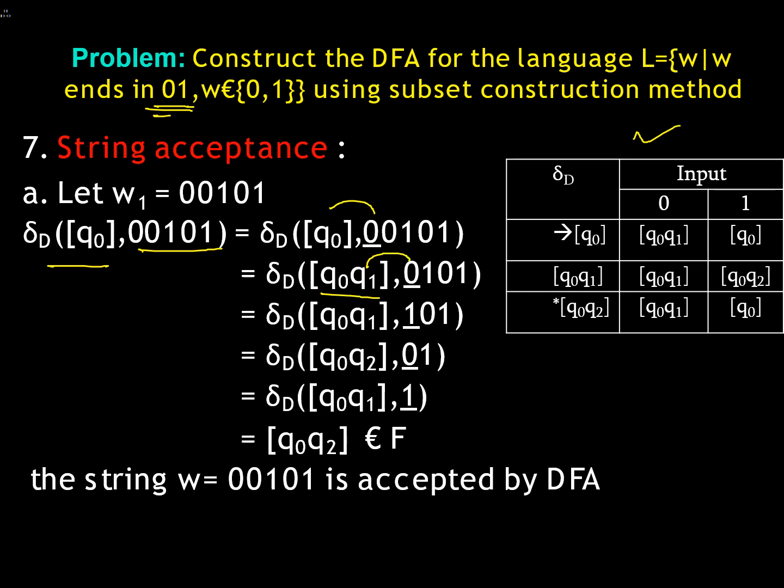Q0 Q1 on 0 goes to Q0 Q1. Q0 Q1 on 1 goes to Q0 Q2. Q0 Q2 on 0 goes to Q0 Q1. Q0 Q1 on 1 goes to Q0 Q2, which is nothing but your final state. So this string is accepted.